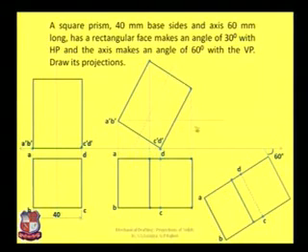Horizontal line from point A dash, vertical line from point A, that will intersect at one point. Name this point as A1 dash. Similarly, vertical line from point B, horizontal line from point B dash. Here is another point. Point C, vertical line from point C, horizontal line from point C dash, and the fourth point D, vertical line from point D, horizontal line from point D dash.